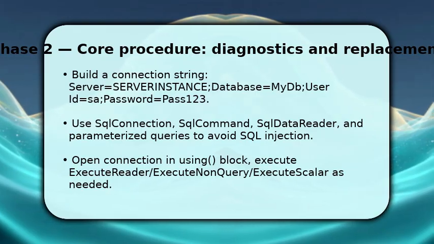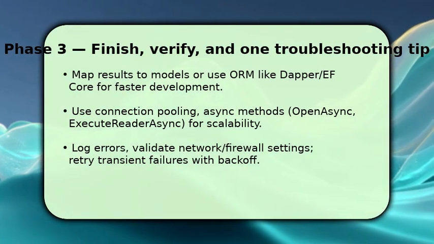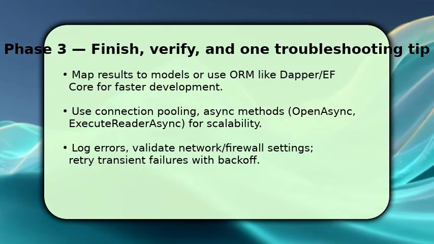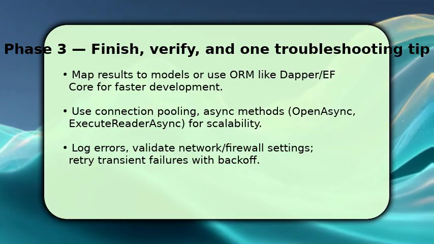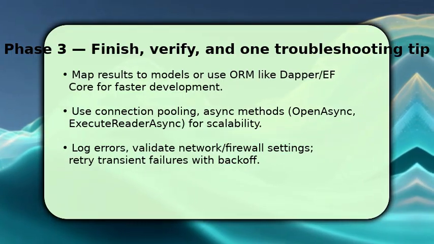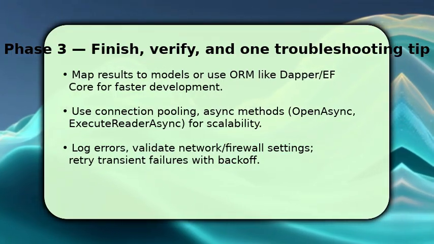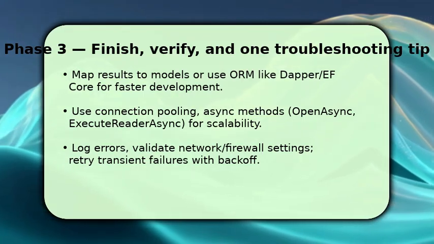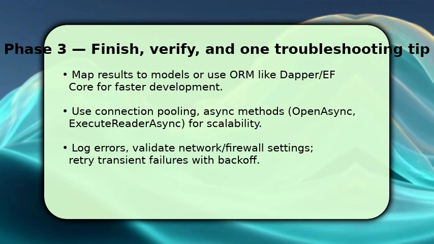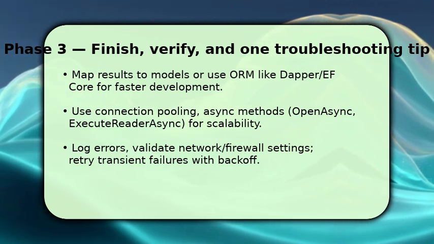You finish by organizing data access. Map SqlDataReader rows to POCO models or adopt Dapper or Entity Framework Core when appropriate to speed development. Then optimize. Rely on connection pooling, prefer async methods such as OpenAsync and ExecuteReaderAsync, and parameterize all commands. Finally, add logging and simple retry logic for transient faults.